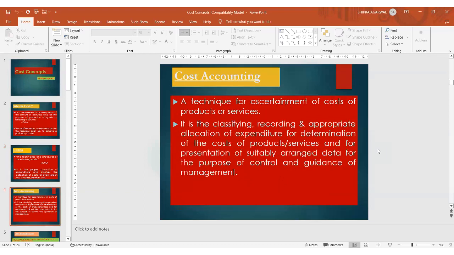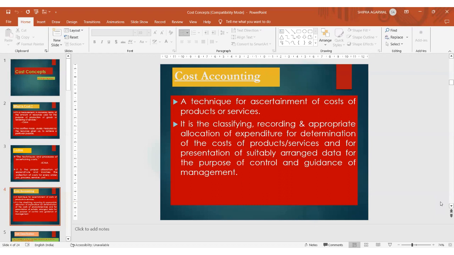Then there is one more related term that is known as cost accounting. When we are talking about cost accounting, we are saying that it is a technique for ascertaining the cost of products or services, right? Accounting is basically related to identifying the transactions, then you record them, and then you further classify them, then you allocate them. The same thing is to be done in case of cost accounting also, where you classify your costs under different parameters, then you record them, and then you actually allocate them.